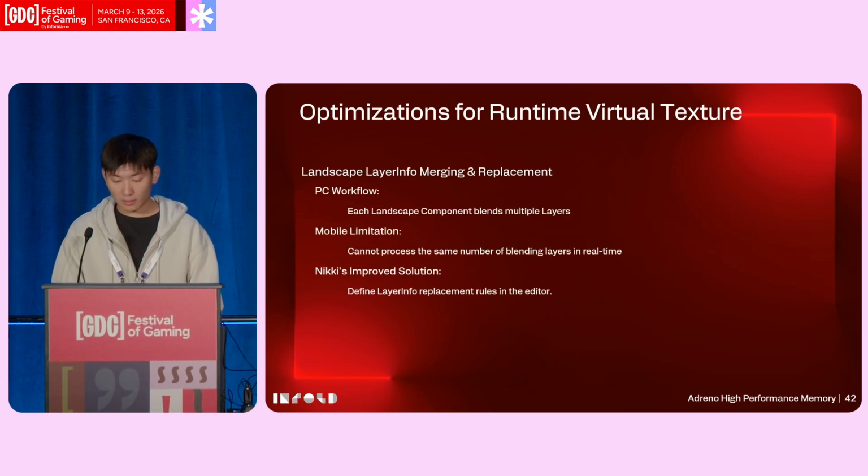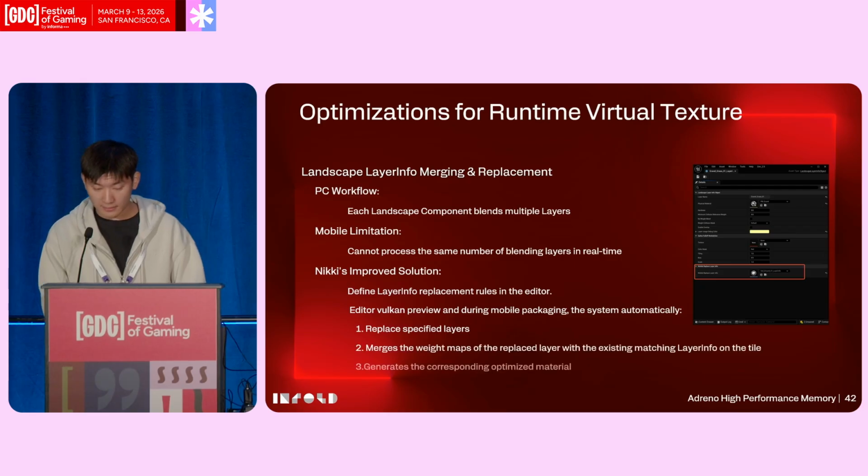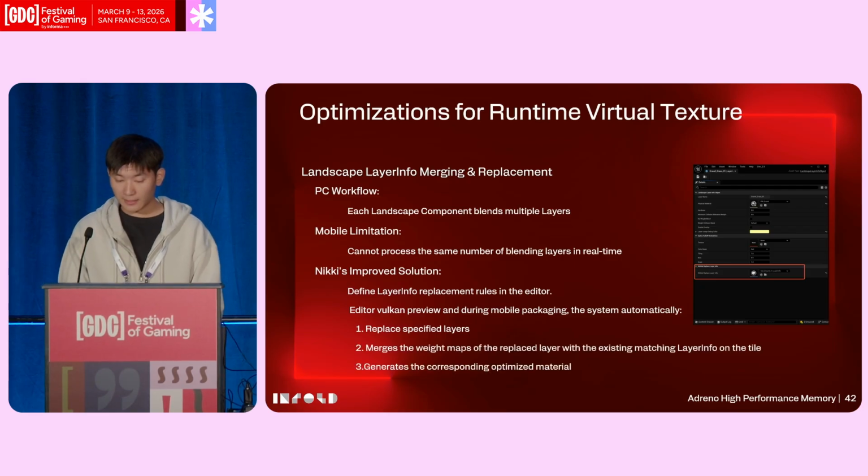Here's our fourth optimization about RVT. This is one of the methods we use to solve mobile terrain problem, real-time layer blending. PC lets our artist blend 10 texture layers to reach terrain, but mobile GPU cannot handle that. Way too much bandwidth, and we didn't want artists to rework all their work for the mobile version. So we built an automated solution.